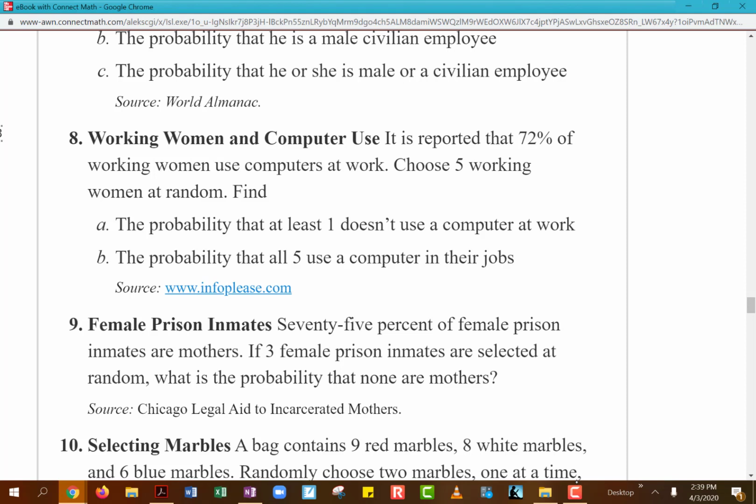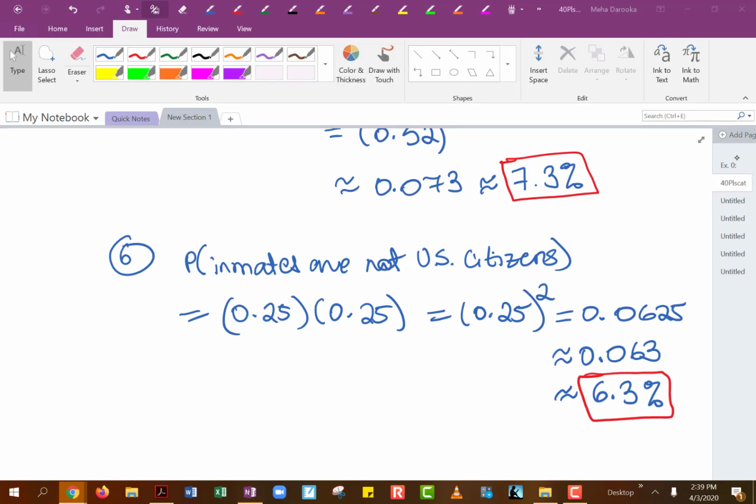Okay, so the first one is actually worded differently. They are saying find the probability that at least one does not use a computer at work. The way we're actually going to work through this one, and this is example 8.